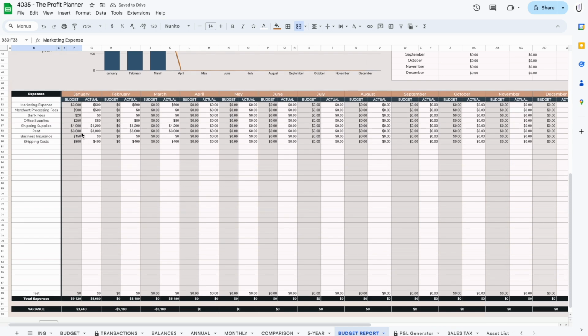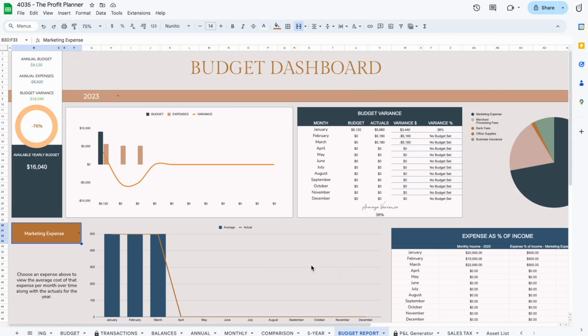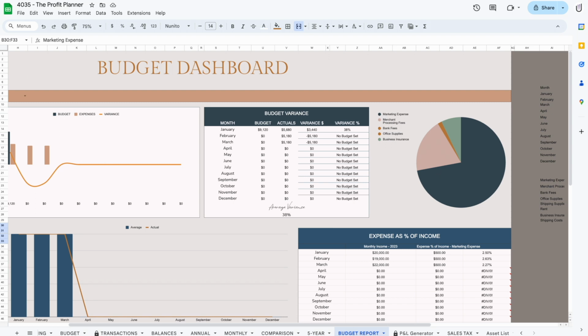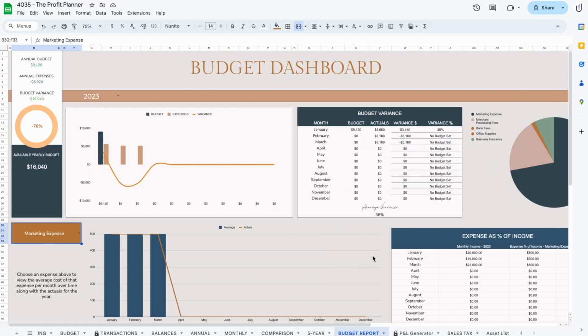And then down below, you'll see for each month of whatever year you've chosen what your budget was versus your actual was, and then you'll see what the total variance was for the full year on the right. Now, you're seeing all of this data here. This is all going to be hidden. That's all of the back end data.